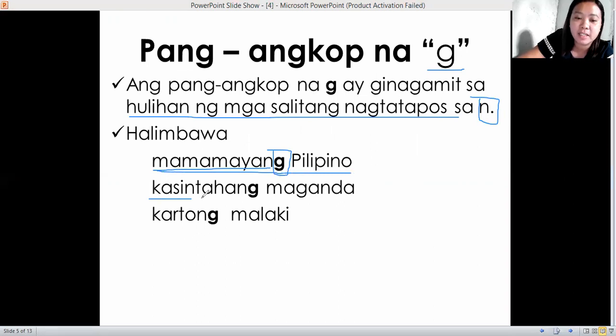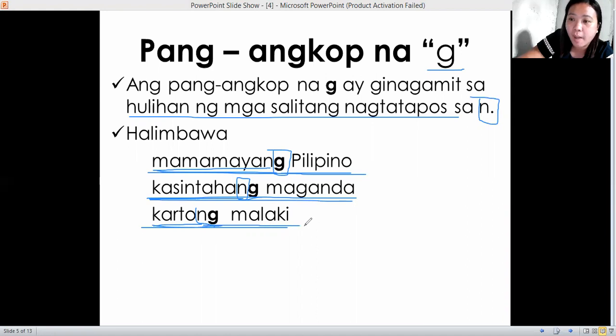The next example is kasintahan. Because the first word ends already with the letter N, we are just going to add the letter G. Kasintahang maganda. Okay, next, karton. The first word is karton, and it ends with the letter N. So, what are we gonna add? Of course, letter G. So, we have now, kartong malaki. So, let's read together the examples. Ready? Go. Mamamayang Pilipino, kasintahang maganda, at kartong malaki.